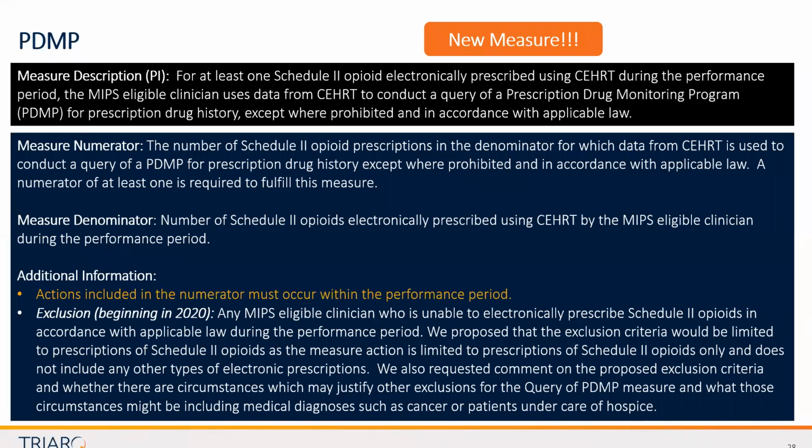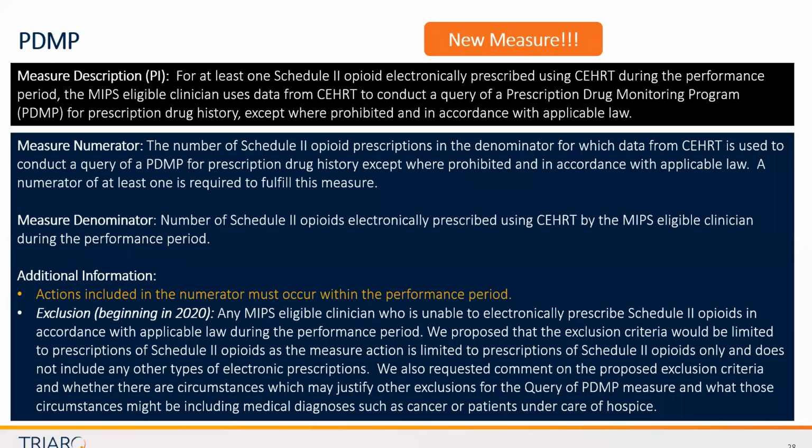I'm going to slow down on this one because I want to make sure everybody understands this. So I'm going to read the measure description at the top. For at least one Schedule II opioid, here's the most important word, electronically prescribed. You have to use EPCS. This does not count if you are not using EPCS.